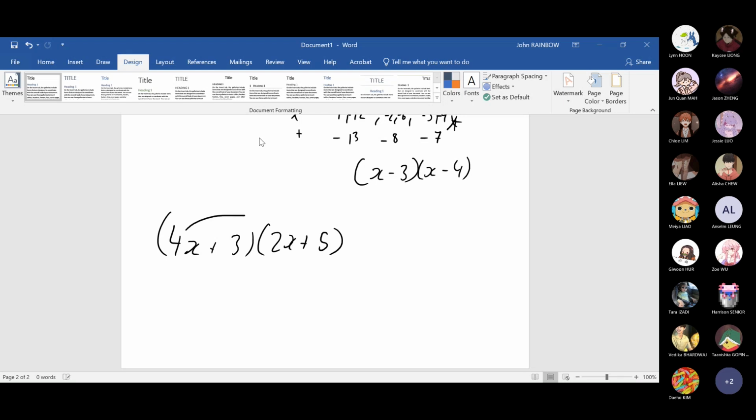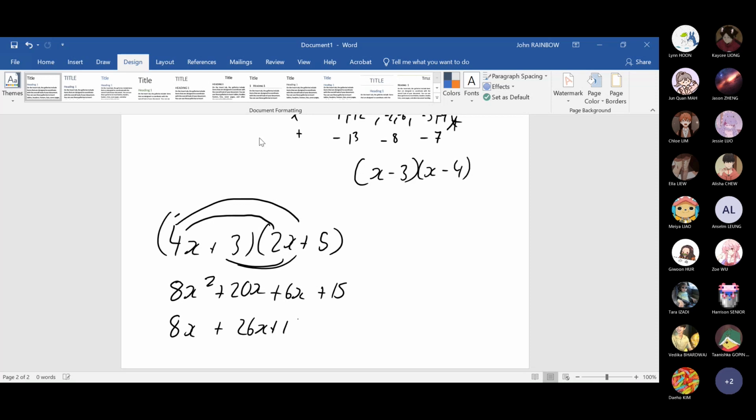when we expand this, we do it the same way. So 4x by 2x gives us 8x squared, because 4 times 2 is 8, x times x is x squared. 4x by 5 gives us 20x. 3 by 2x gives us 6x. 3 by 5 gives us 15. We're not going to factorize these backwards because you do it with a different technique. I'm not going to show you that. But then you just collect your like terms. Like so.